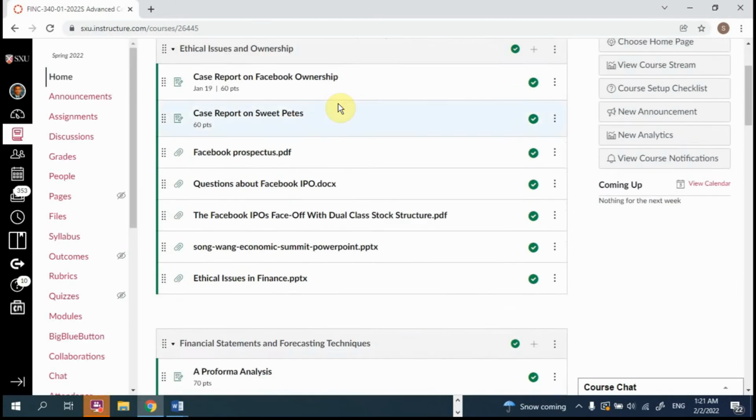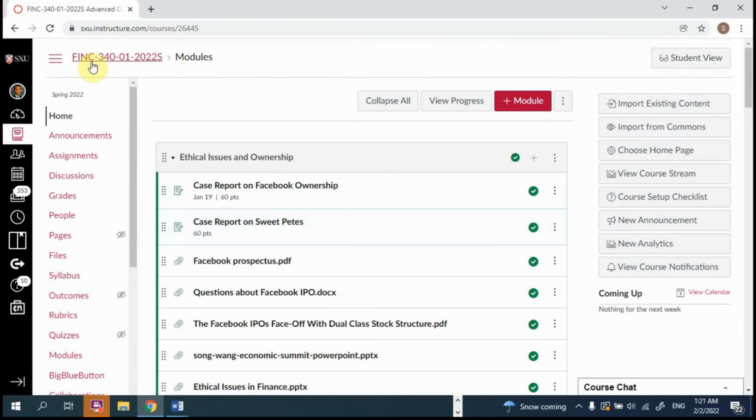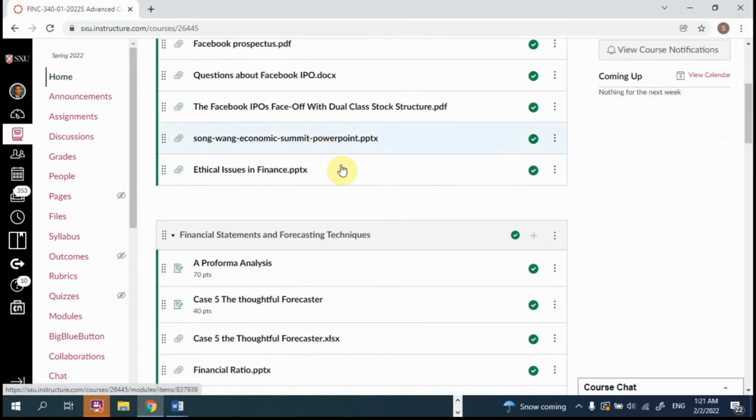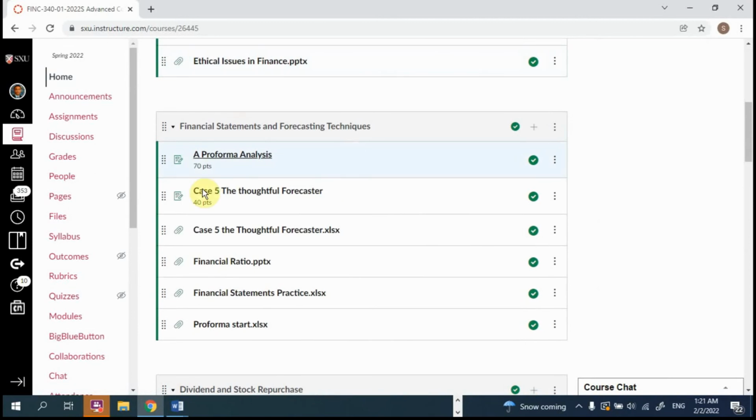Now, if you are looking at the Canvas page, this is us, Finance 340. If you scroll down, you will see the second module of this class, under the Home button. We're doing financial statements and forecasting techniques. We're first going to review what we learned in the principles class about financial statements, and then we're going to conduct pro forma analysis, and pro forma basically means forecasting.